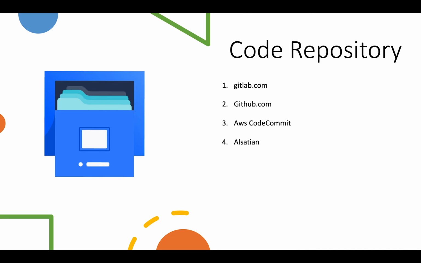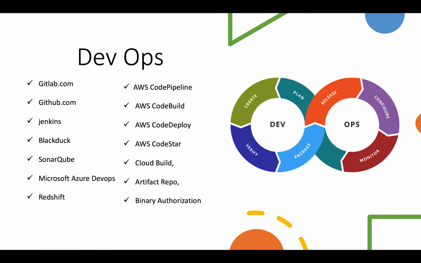Next, I told about DevOps. So in DevOps, you can learn these technologies: GitLab, GitHub, Jenkins, Black Duck, SonarQube. Microsoft Azure has its own DevOps tools. AWS has CodePipeline, CodeBuild, CodeDeploy. These are the different tools to create the pipeline, build or deploy. CodeStar, Cloud Build. So there are multiple tools, and that's not the end. There are a lot of other tools as well.